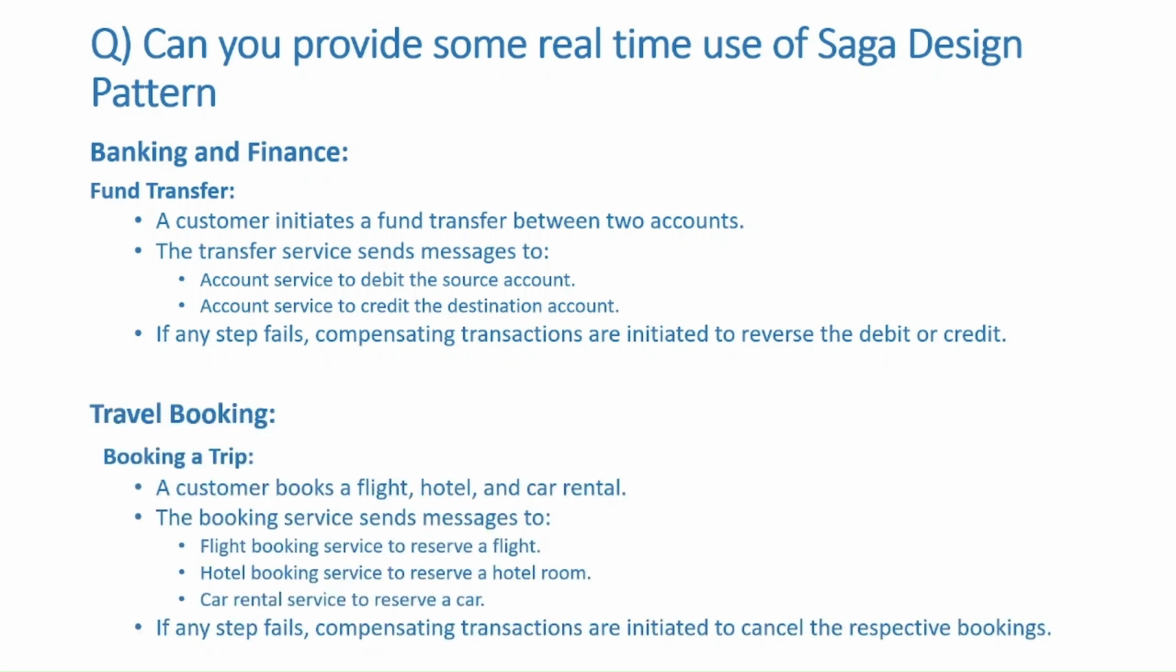The next example is travel booking. If you are booking a trip, a customer books a flight, hotel and car rental. The booking service sends messages to the flight booking service to reserve a flight, the hotel booking service to reserve a hotel room, and the car rental service to reserve a car. But in between, if any step fails, compensation transactions are initiated to cancel the respective bookings.